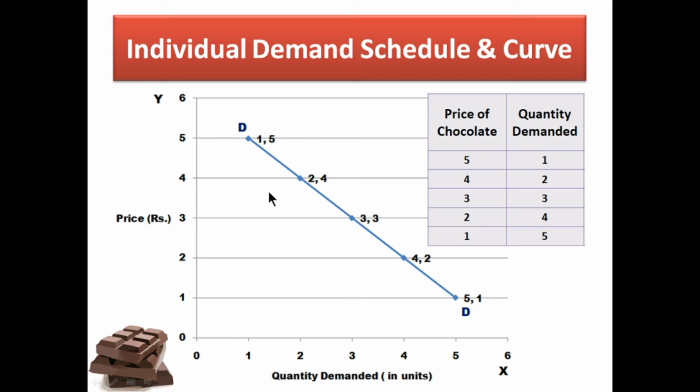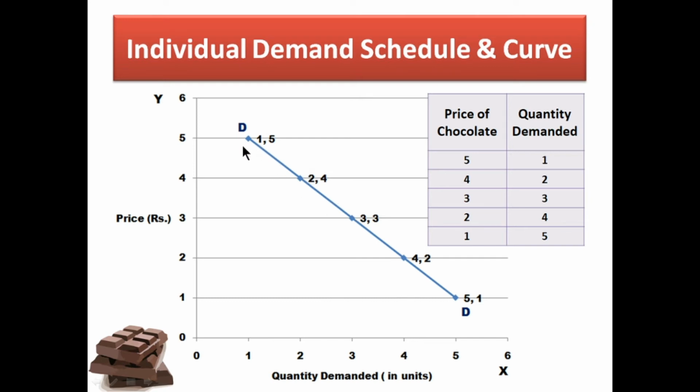Now how to draw individual demand curve? It's very easy because we have already understood the meaning of demand curve. So here also we have to take two axes, first x-axis and second y-axis. On x-axis we will show quantity demanded of chocolates in units, and on y-axis we will show price of chocolates in rupees. When we will plot the values given in a demand schedule, then we will get individual demand curve.